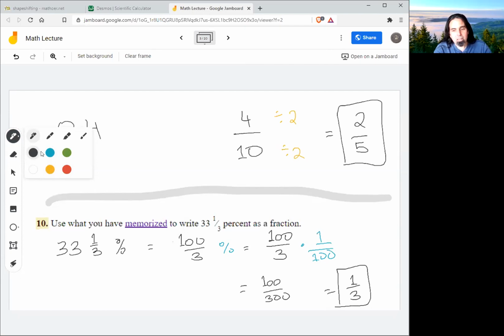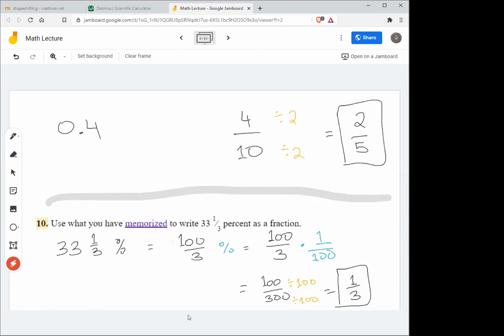So I should make like a 10A and a 10B where we change it to a decimal and a fraction. Oh well, what I showed you earlier is good stuff too. Okay, so all you cared about was this part. Yeah.